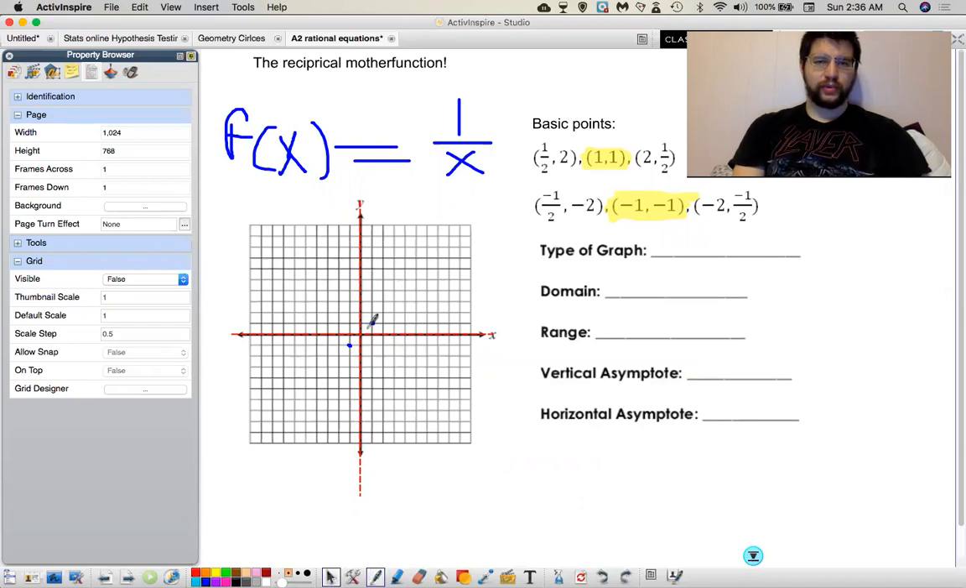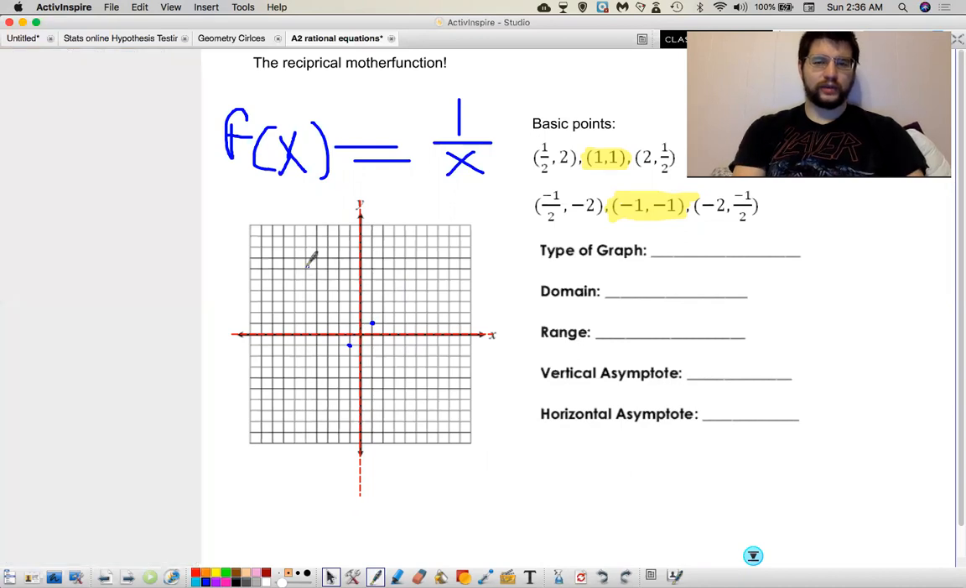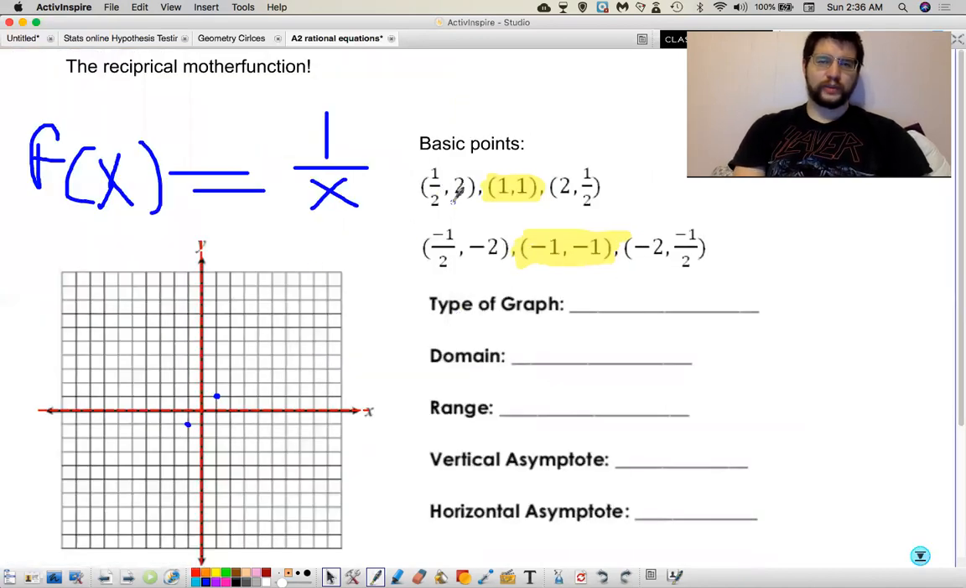So now the key points are (1, 1) and (negative 1, negative 1). We also have these other points that make it a little easier for us to sketch the graph. So at a half, we have y equals 2. At 2, we have y equals a half. And the negatives are also true. Negative 2 is negative a half. Negative a half is negative 2.